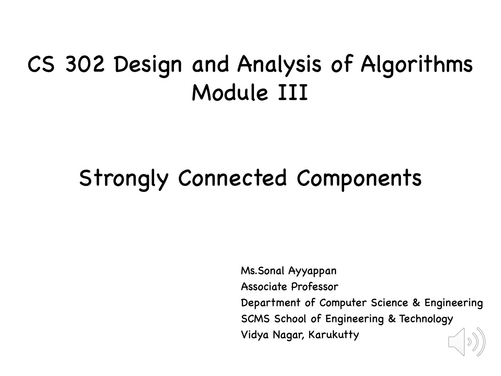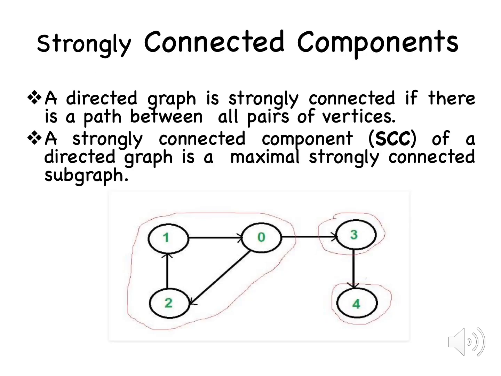Hi all. The next portion in module 3 is strongly connected components. From the name itself, it gives you an idea that these are methods to connect strongly related components inside a graph. A directed graph is strongly connected if there is a path between all pairs of vertices. A strongly connected component, SCC for short, of a directed graph is a maximal strongly connected subgraph.